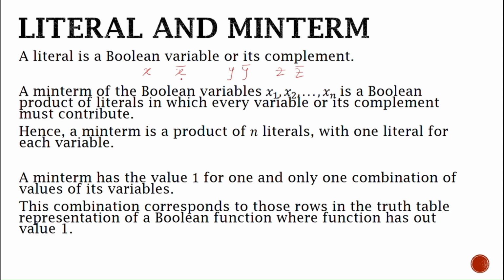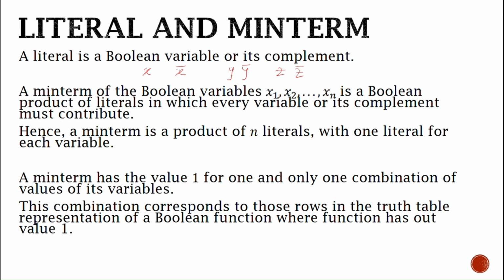Now, what is a minterm? Minterm is the product of these literals. So, what is the rule of making a minterm? In a minterm, every variable must contribute. So, if a function is a three variable function, then its minterm must contain the representation of all three variables. Either the variable itself is there or its complement is there. But in every minterm, each literal must be present. So if we have a Boolean function of n variables, then every minterm has n literals in it.